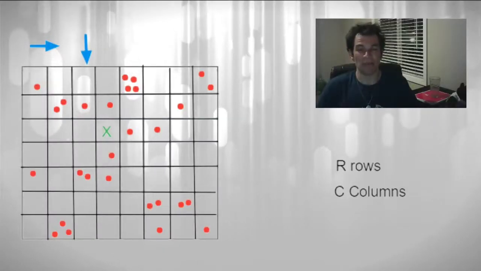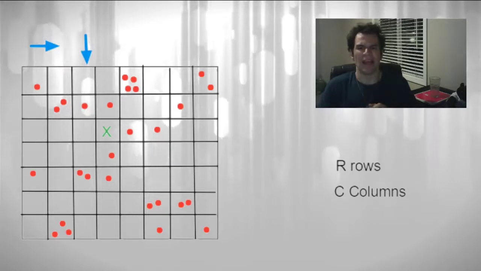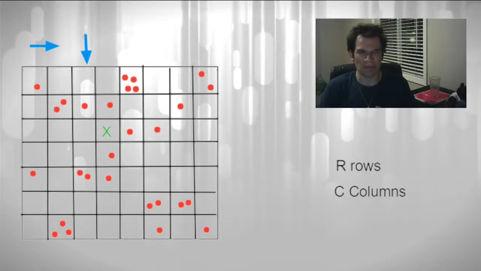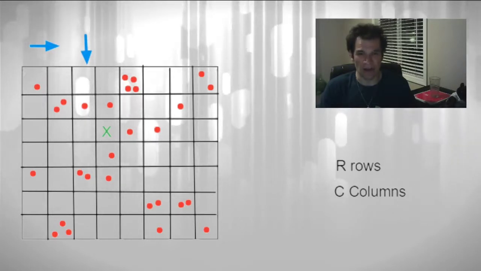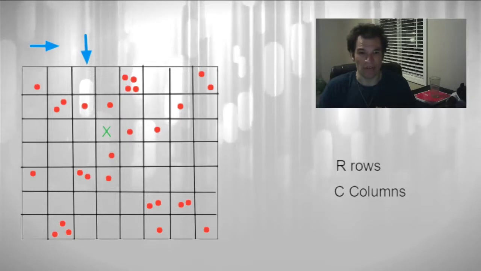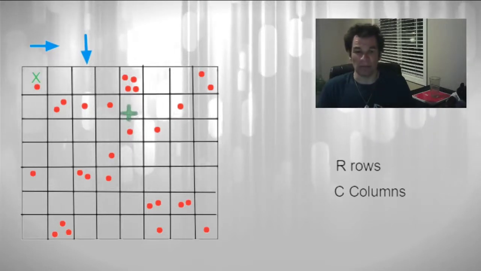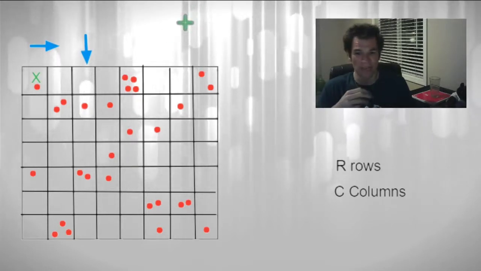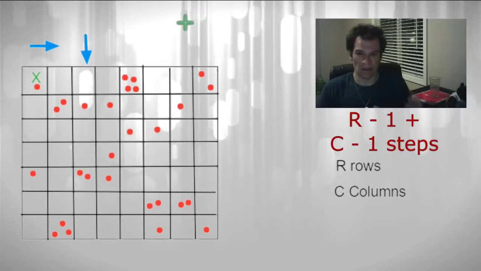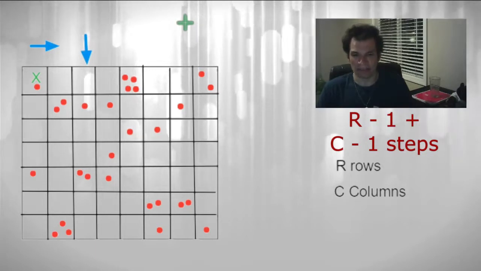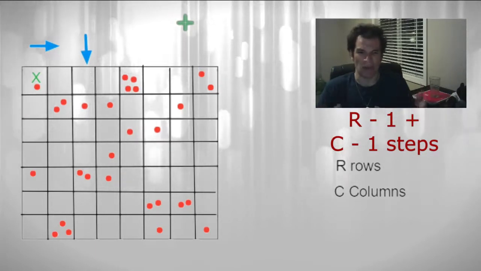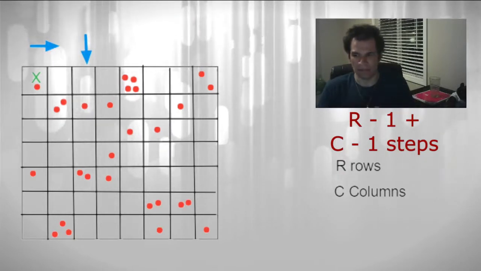Let's go back to the previous problem. And let's imagine that you don't know dynamic programming, so now you are considering solving it using a brute force algorithm. Each possible path on the grid would be a sequence of R minus 1 plus C minus 1 steps. Let me show you how that happens.